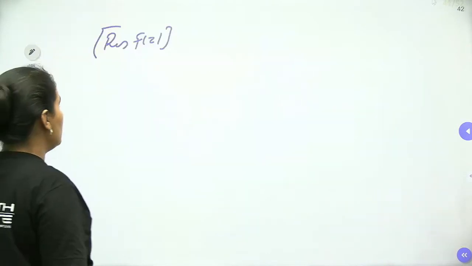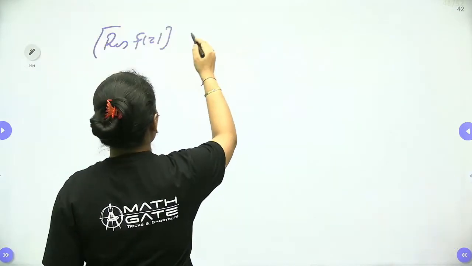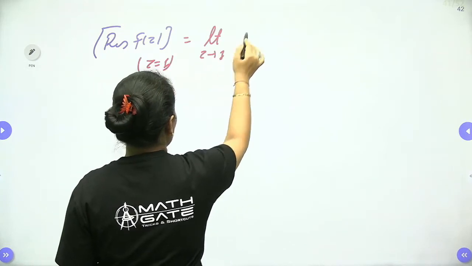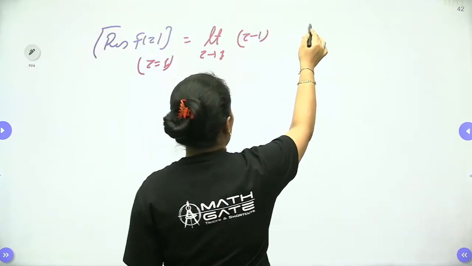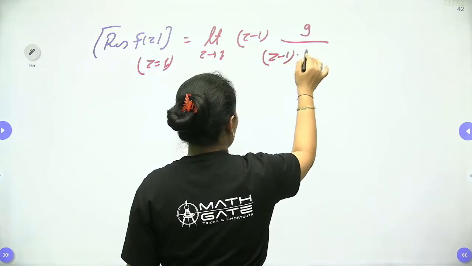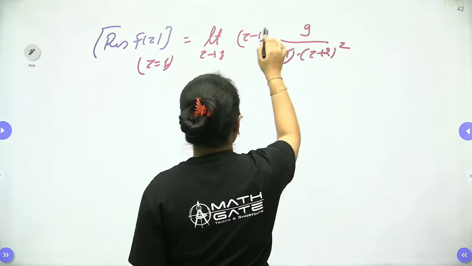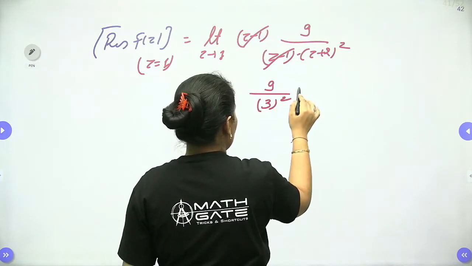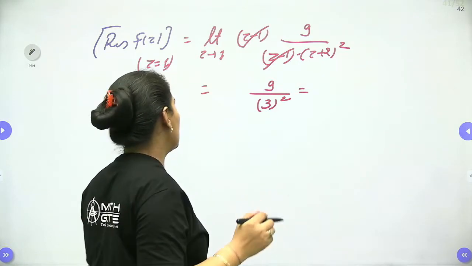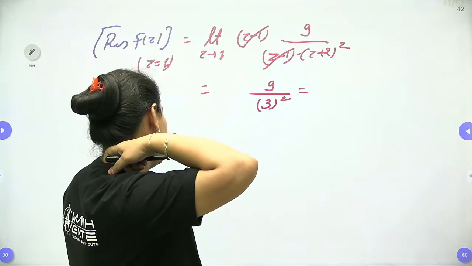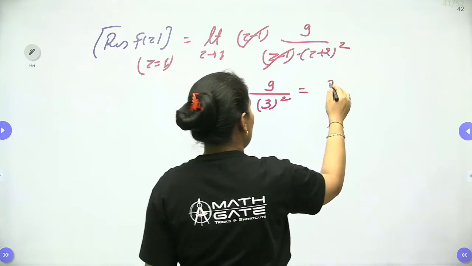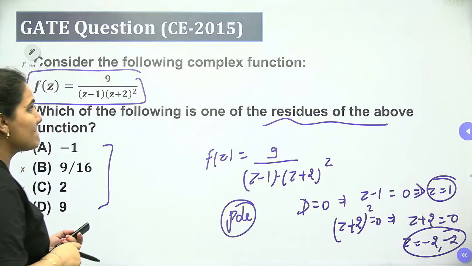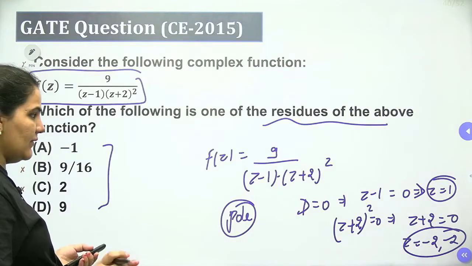Let's approach it, guys. Residue of f(z) at z equals 1 is the limit as z tends to 1 of (z minus 1) times 9 by (z minus 1)(z plus 2) whole square. The (z minus 1) will cancel out. Then we get 1 plus 2, that is 3 square, which is 9. So it will be 9 by 9, which equals 1 only. We don't have any option with 1, so we can leave it here.